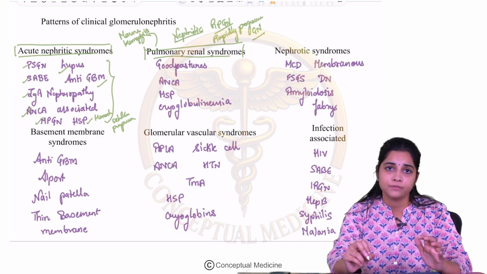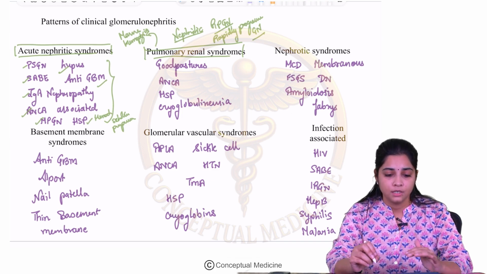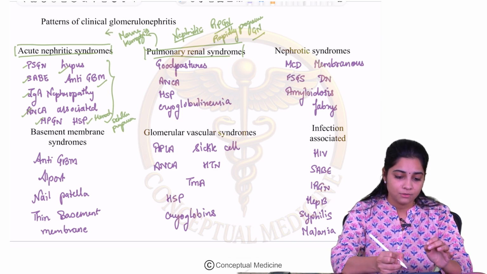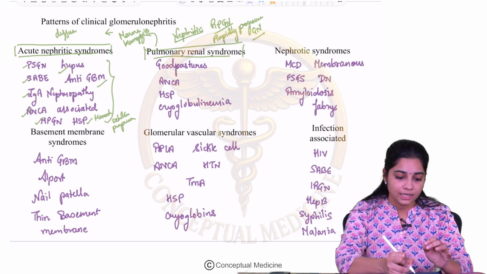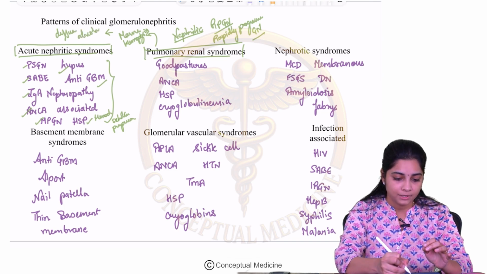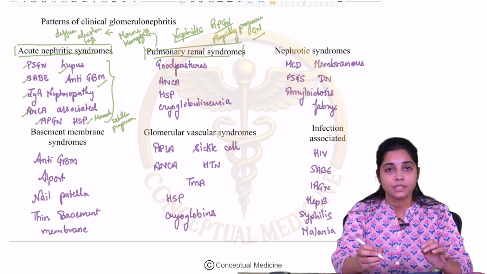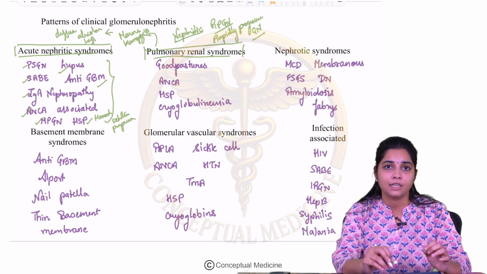We'll be discussing each of these in detail a little later on. What is this massive hemoptysis due to? It is due to a condition called diffuse alveolar hemorrhage.